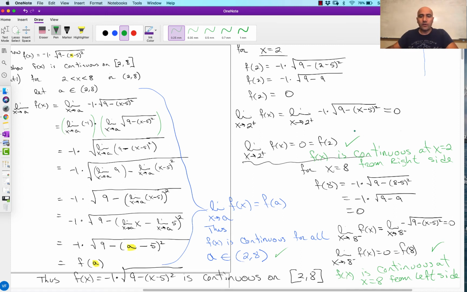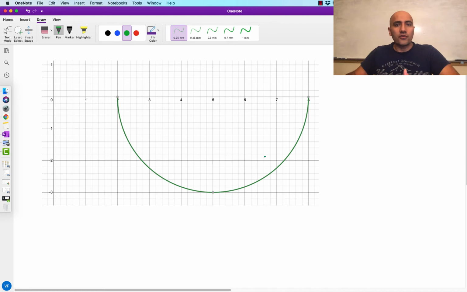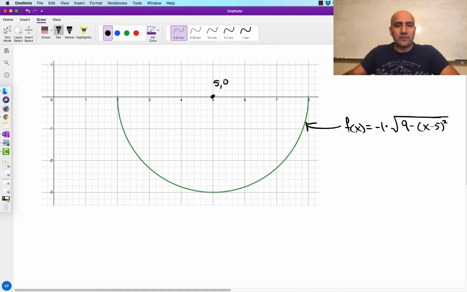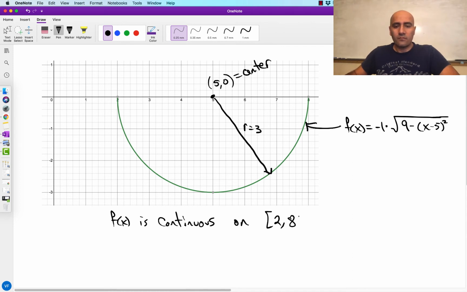Okay, and then, of course, I omitted a little bit of work when I did this. So this is similar to that style there, and how you show that this is true. Of course, looking at a graph of our function also helps us confirm that this is in fact true. So remember that this is the graph of the function f of x equals negative 1 times the square root of 9 minus (x minus 5) squared, right? This is the bottom part of the circle centered at (5, 0), with radius equal to 3. And we can see that this function is going to be continuous from 2 to 8 inclusive, inclusive of the endpoints.